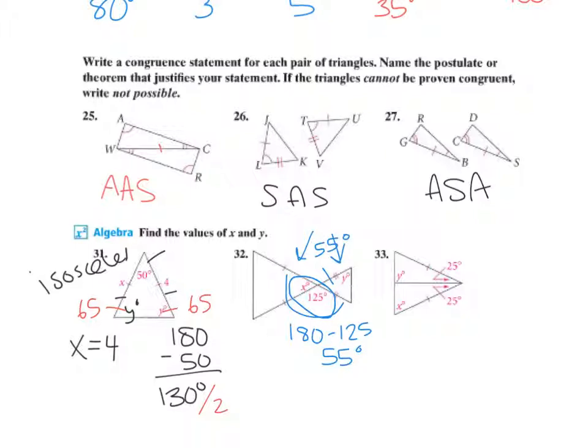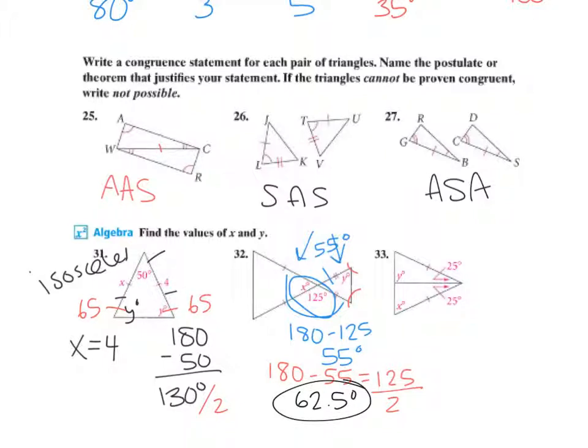So to figure out what Y is, by base angles theorem, these 2 angles are congruent. So I do 180 minus 55, which is 125, and I split it in half. So that is 62.5 degrees. That's what Y is equal to.